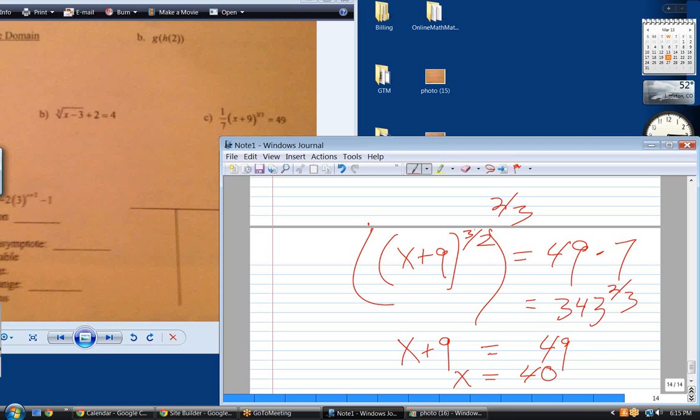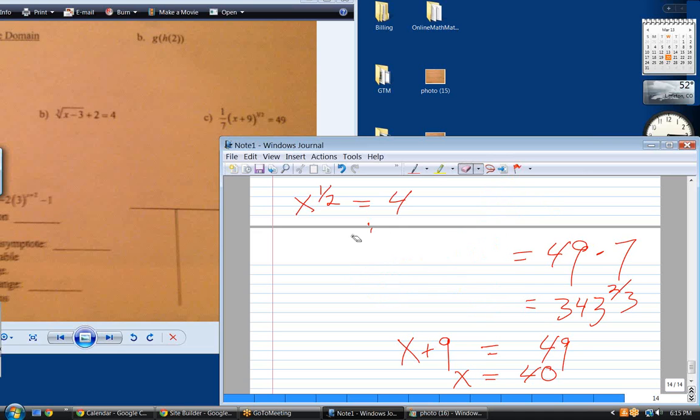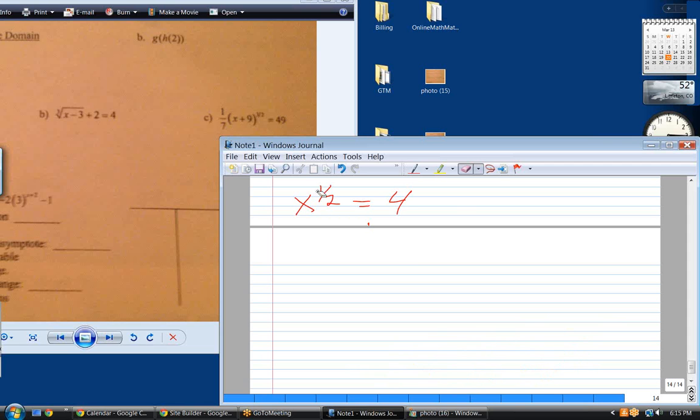Whether you have a square radical, a cube radical, or an exponent of 3/2, the way you get rid of that is to take each side of the equation to the reciprocal. In other words, if I had x to the 1/2 equals 4, that's the same thing as saying the square root of x equals 4. Well, how do I solve that? Normally we would say I would square both sides. What am I really doing? I'm taking this to the reciprocal. 1/2 reciprocates to 2 over 1, and then that becomes x, and this becomes 16.